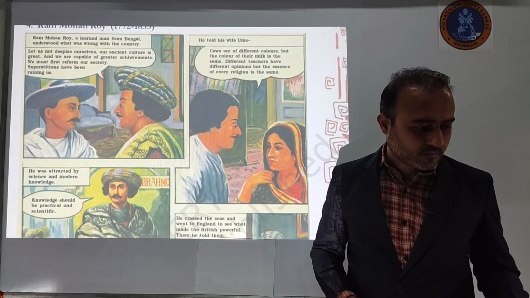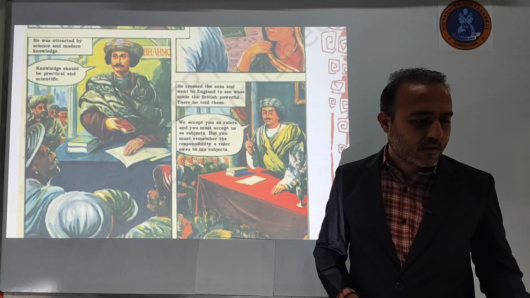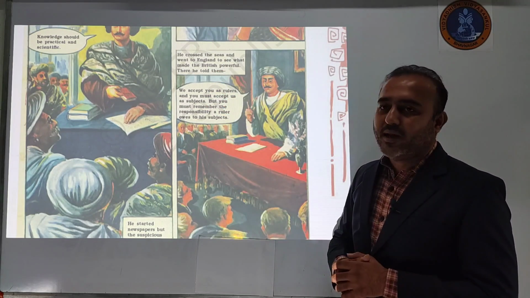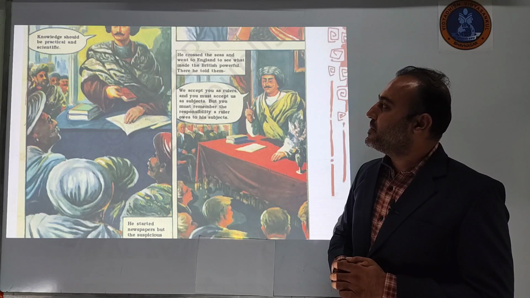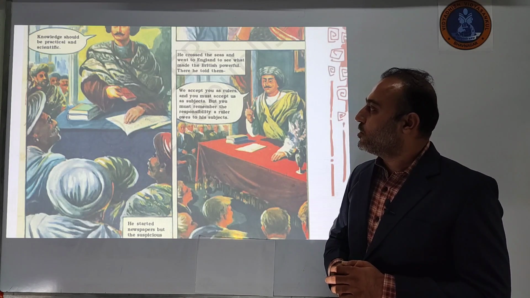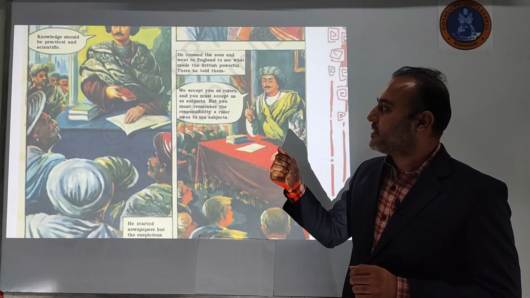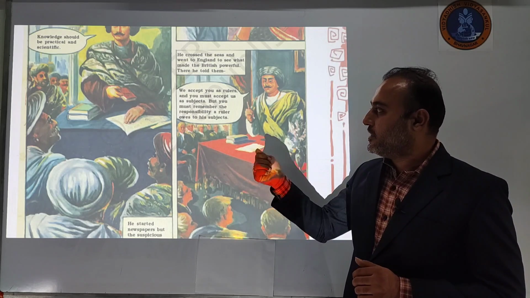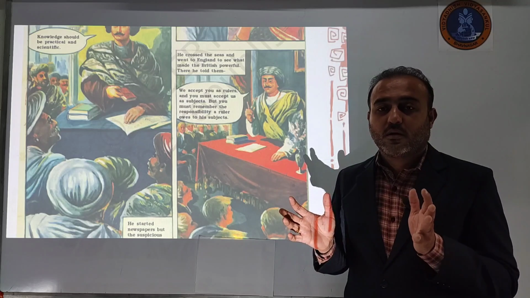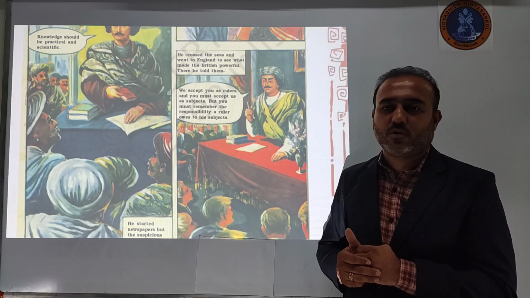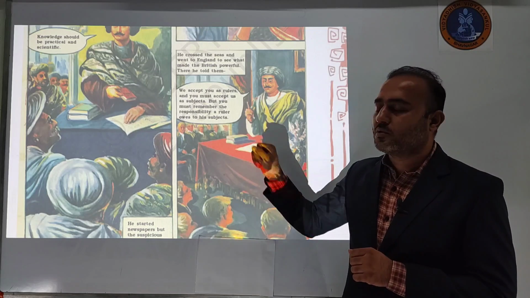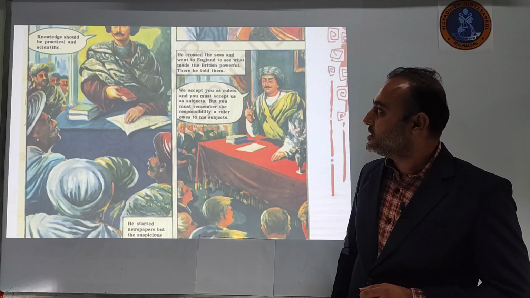Further, what is given? He crossed the seas and went to England to see what made the British powerful. Okay. There he told them, we accept you as rulers and you must accept us as subjects. So this is the most important thing that Raja Ram Mohan Roy said. But you must remember the responsibility a ruler owes to his subject. So I will try to explain this to you.